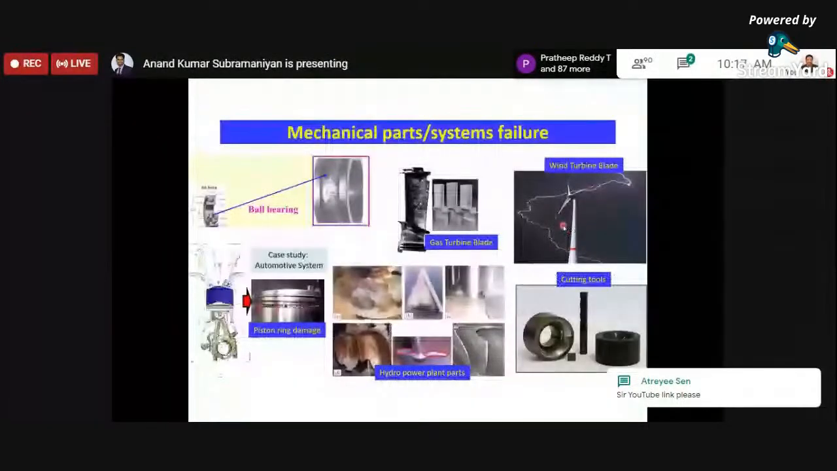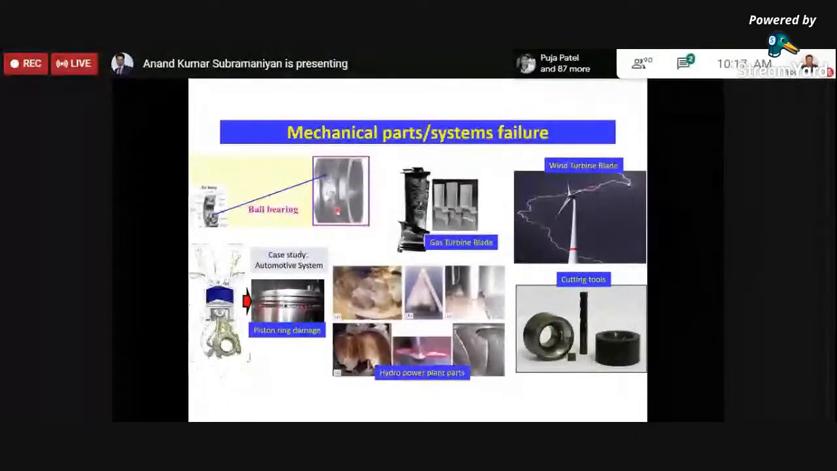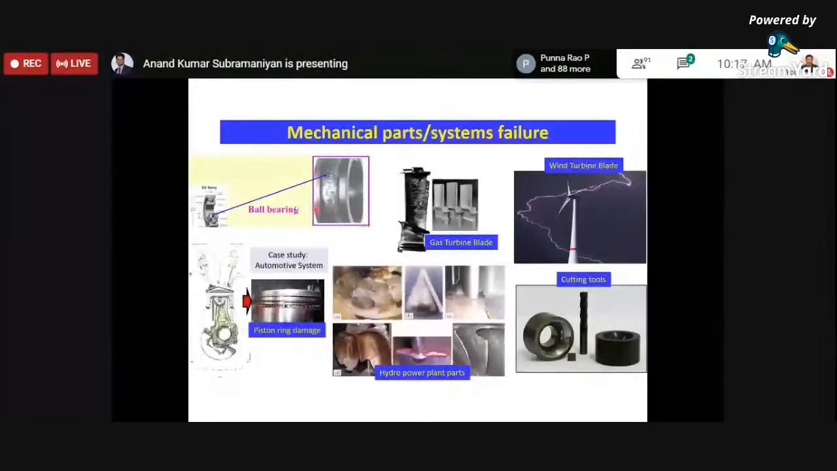So this is just to give you various mechanical systems or parts which are undergoing different types of damage. For example, this ball bearing, right? Due to poor lubrication, one can expect the inner race to be damaged with material removal, which is again part of wear damage.